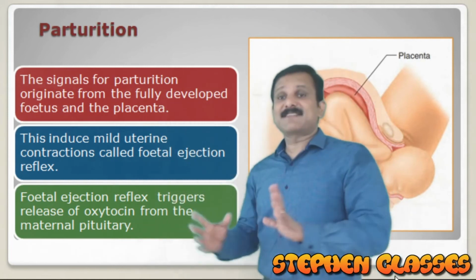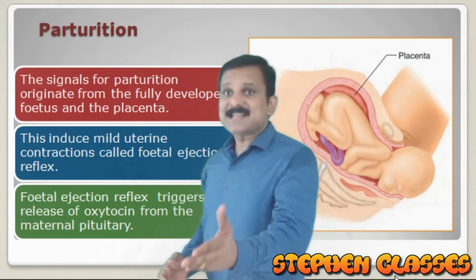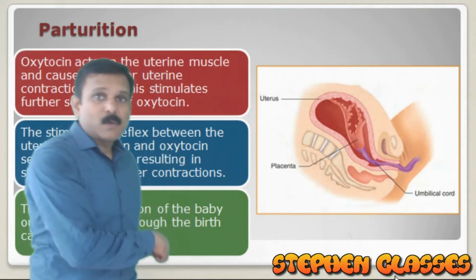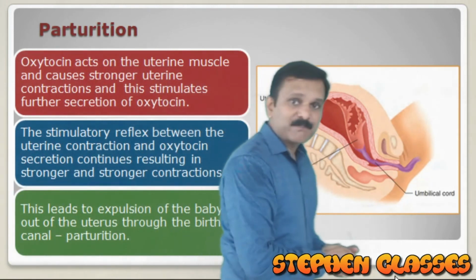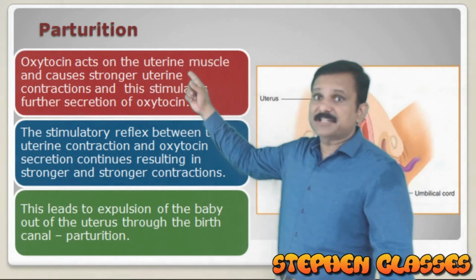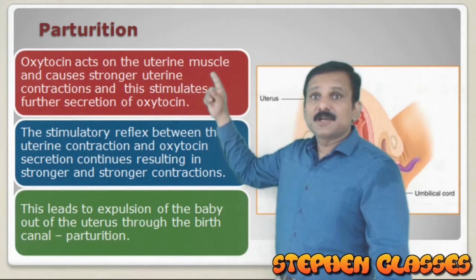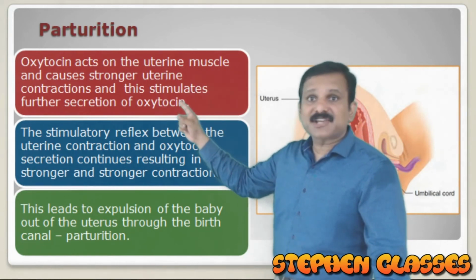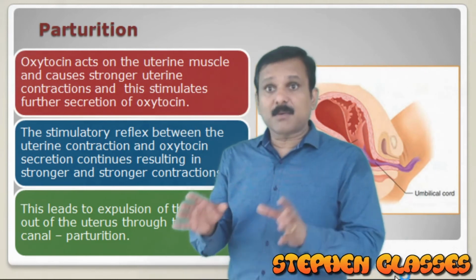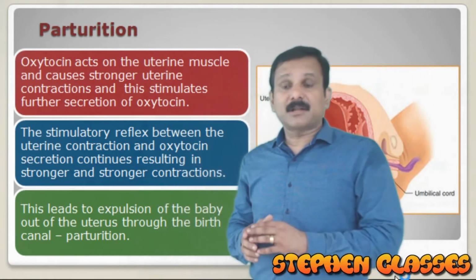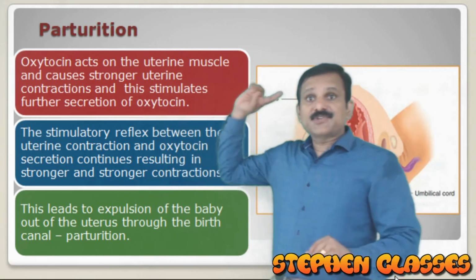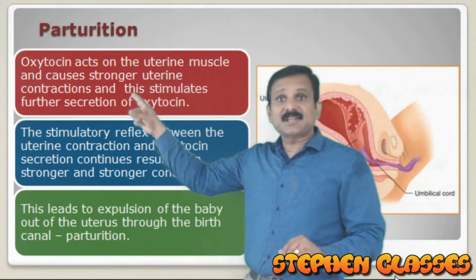Now oxytocin has been released. Now what happens? You can see this oxytocin will act on the uterine muscles. This oxytocin released from the maternal pituitary will act on the uterine muscles and cause strong uterine contractions. And there will be stronger contractions now. Initially there was only mild contraction, but when oxytocin reaches them, there will be stronger uterine contractions.